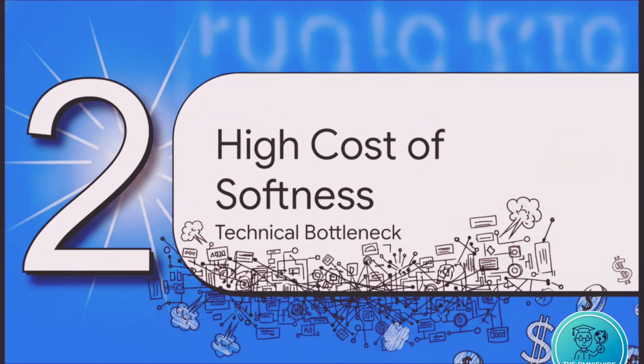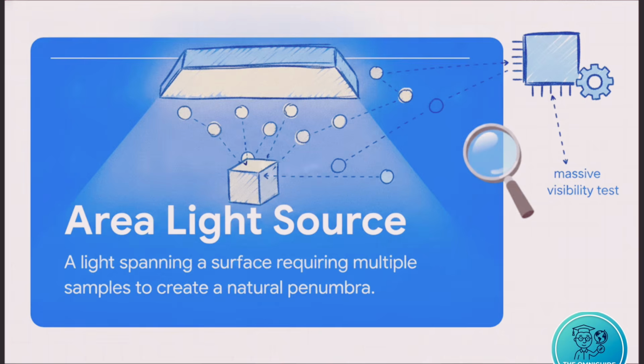Moving on to Section 2. The high cost of softness and the technical bottlenecks standing in our way. We absolutely know we need soft shadows, but here's where we hit a massive technical bottleneck. Achieving this level of realism is a total nightmare for computing power. To understand why, we have to look at what an area light source actually is. It's a light that spans a physical surface rather than just being a single tiny dot.